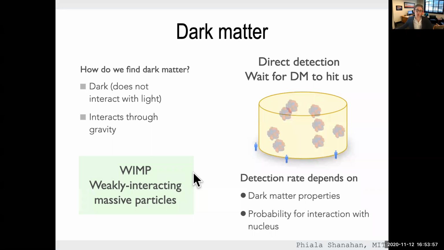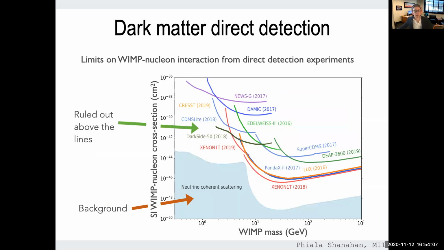Okay, so these sorts of experiments, we don't have evidence for dark matter yet, but you can set limits on the interaction strength of dark matter candidates with nuclei. And what these limits look like is something like this in a figure, where on the horizontal axis, we have the mass of our proposed weakly interacting massive particle. And on the vertical axis, we have the limits on the cross-section for these weakly interacting massive particles to interact with the proton or neutron, with the nucleon.